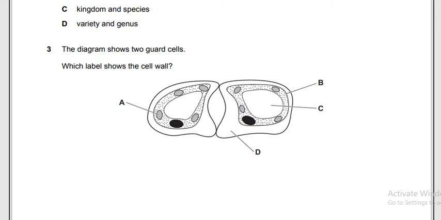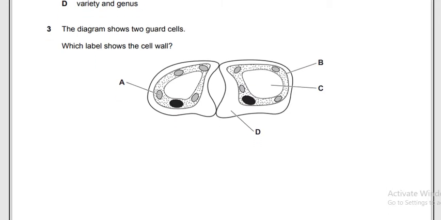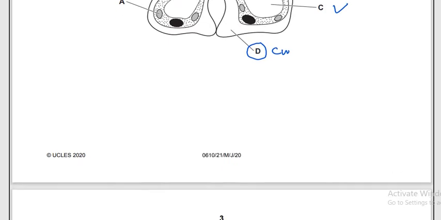Thirdly, number 3, the diagram shows 2 guard cells. So this is guard cell 1 and this is guard cell 2. Now, which labelled part shows the cell wall? Obviously, that's D. This will be the cell wall. This will be the vacuole, and this here will be the cell membrane. So the answer to that question will be D. And this represents the chloroplast in that case.